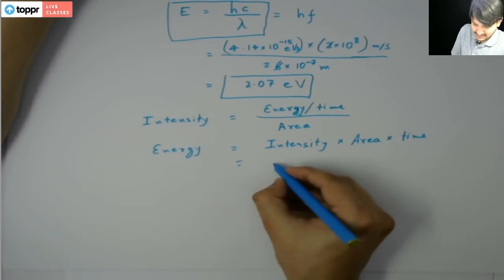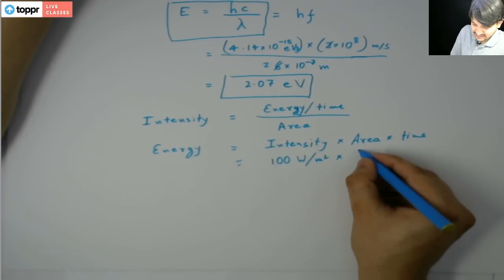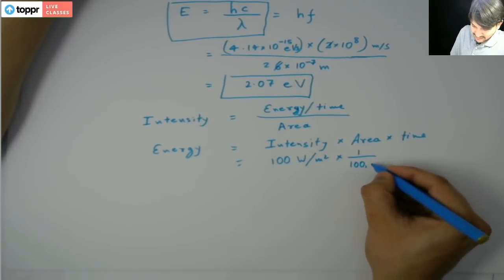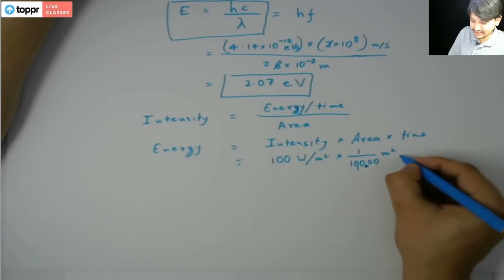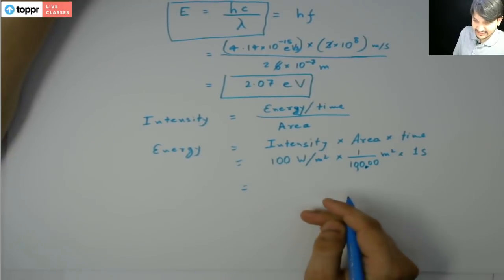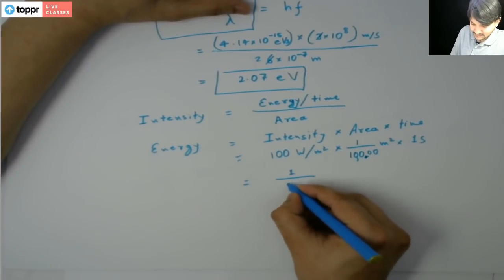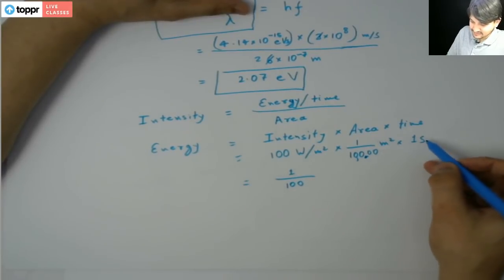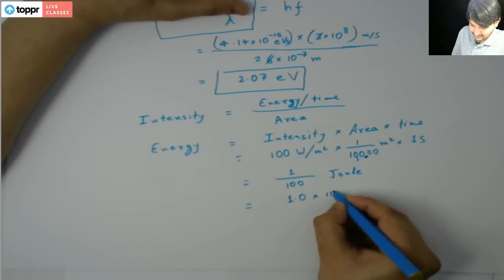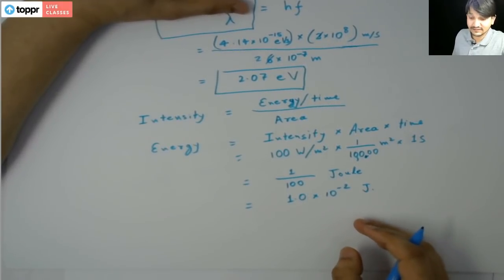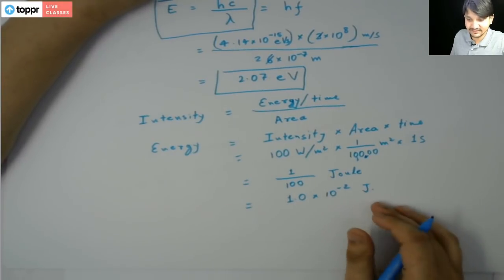Our intensity is 100 watt per meter square. Area is 1 centimeter square, that is 1 divided by 100 times 100, that is 1 divided by 10,000 meter square, into time, that is 1 second, right? We get 100 times 1 divided by 10,000, that is 1 by 100 watt times second, that is joule. So we get 1.0 into 10 to the power minus 2 joule, right? I think this should be easy for many students, and if it has not been easy, you should benefit from it.